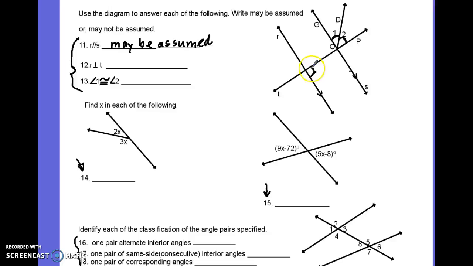Because they might seem to be, but it could be 91 degrees. This could be 91. And it's pretty close to a right angle. Or it could be 89 degrees. All right? But once you have the box there, then you know for sure they're perpendicular. So let's take those out. No box there means may not be assumed.